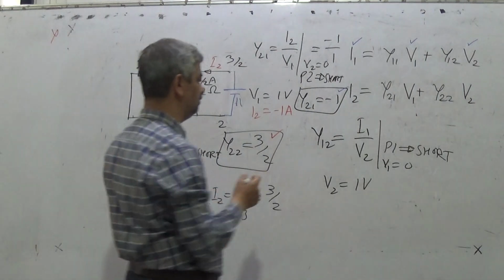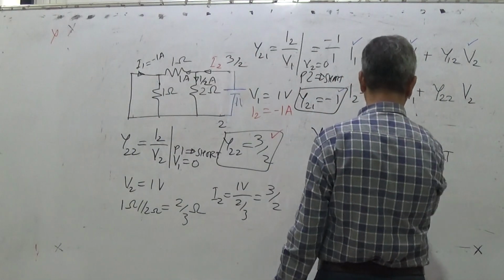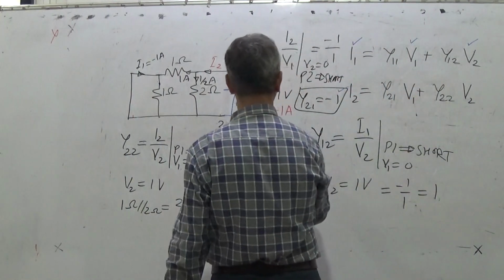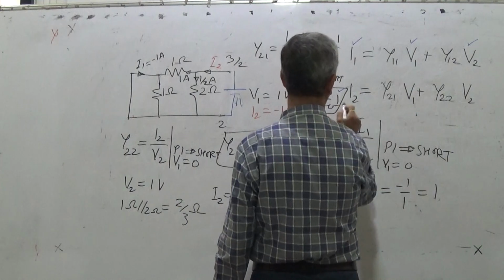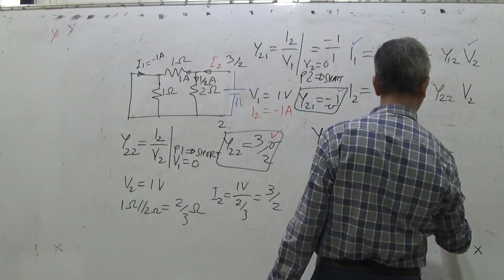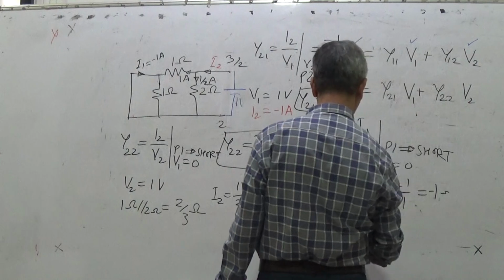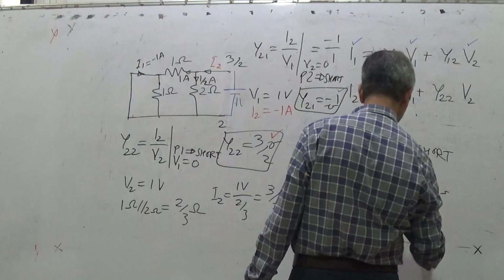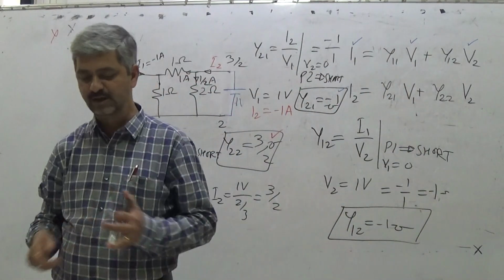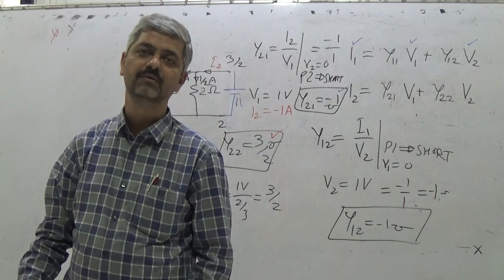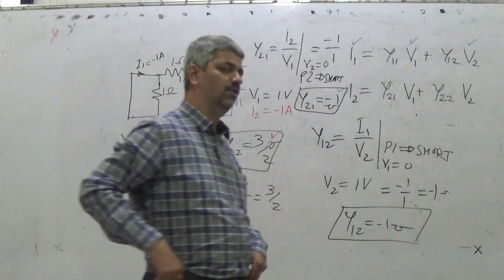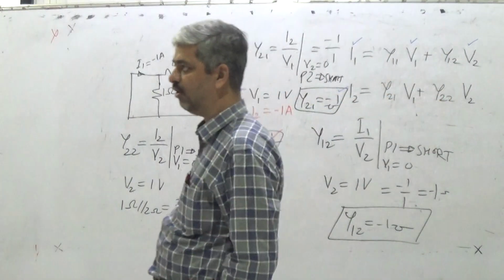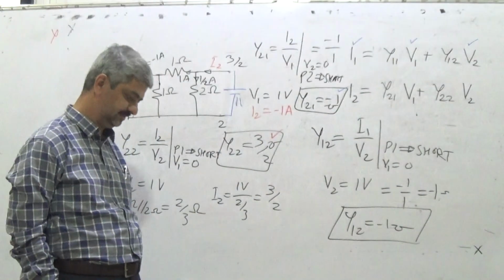V2 is equal to 1 volt. So Y12 is equal to minus 1 upon 1, that is minus 1. The units are mhos. So Y12 is minus 1 mho. So for the given circuit, we have found out the admittance parameters or short circuit parameters.